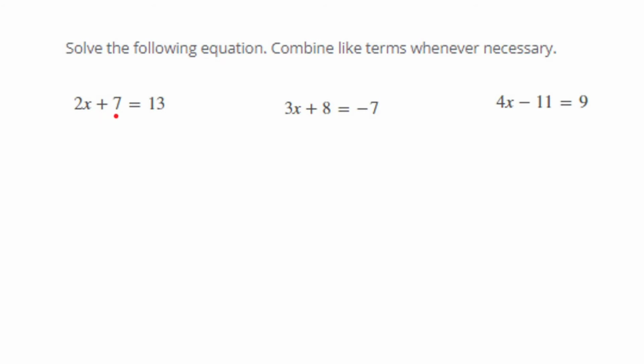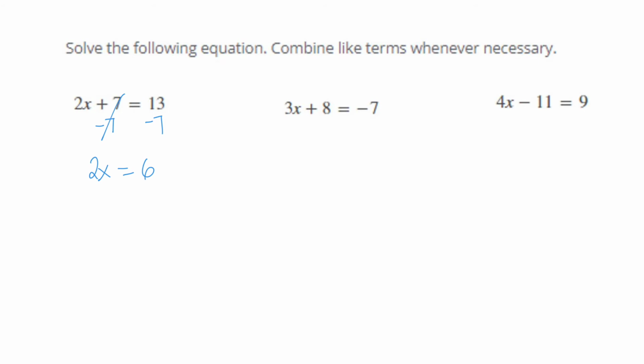It says plus 7. So I'm going to undo a plus 7 with a minus 7. But if I do it on the left side of the equal sign, I got to do it on the right side of the equal sign. So the 7's here are going to cancel, and I just have 2x. And on the right side, I get a 13 minus 7. That's a 6.